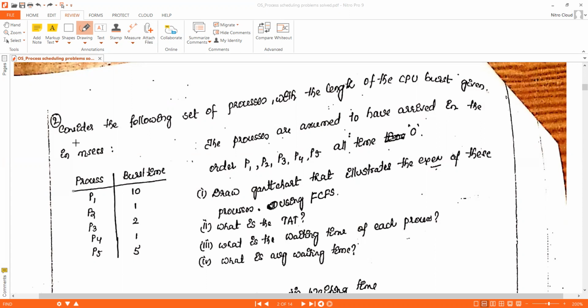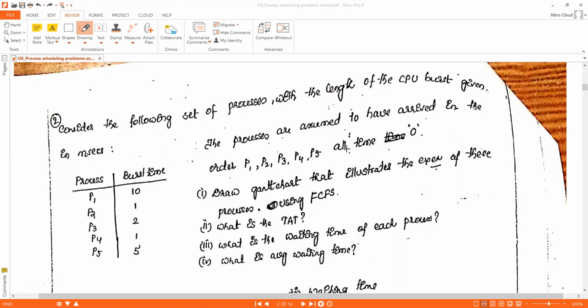Next problem in first come first serve scheduling algorithm: consider the following set of processes with the length of CPU burst given in milliseconds. Here the processes and their burst times are given: process 1 burst time is 10, process 2 burst time is 1, process 3 burst time is 2, process 4 burst time is 1, process 5 burst time is 5. The processes are assumed to have arrived in the order process 1, process 2, process 3, process 4, process 5, and all arrived at clock time 0 milliseconds.